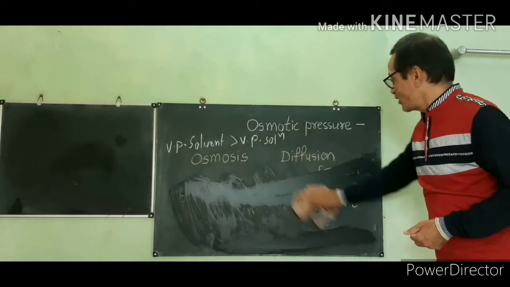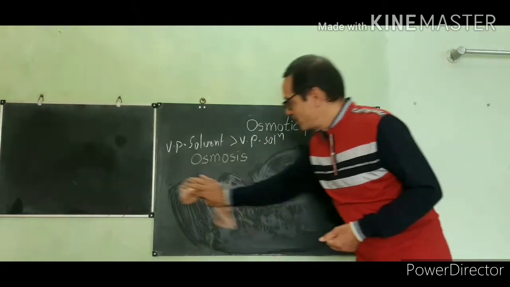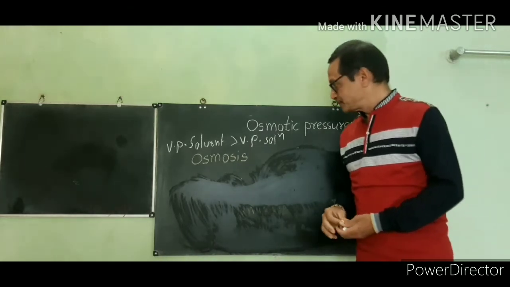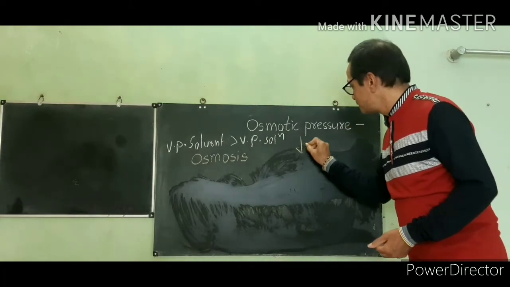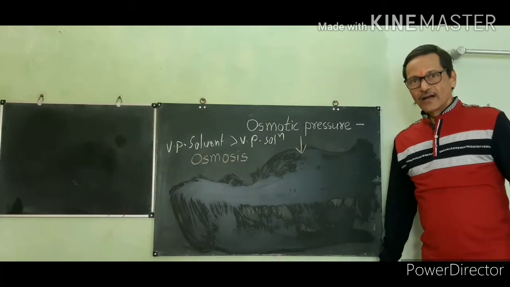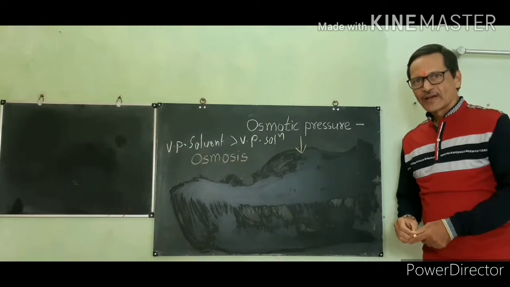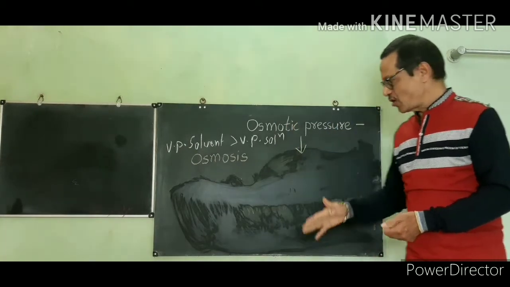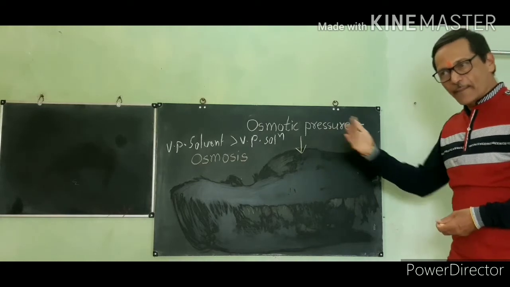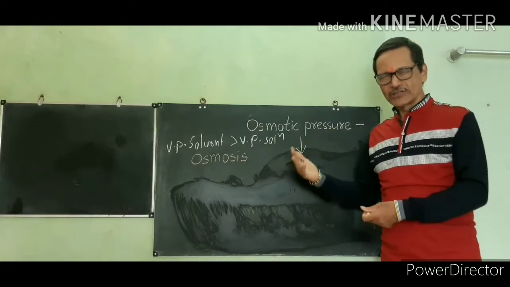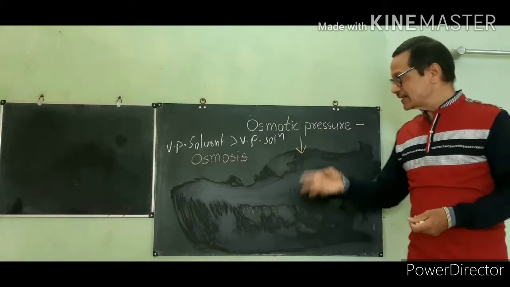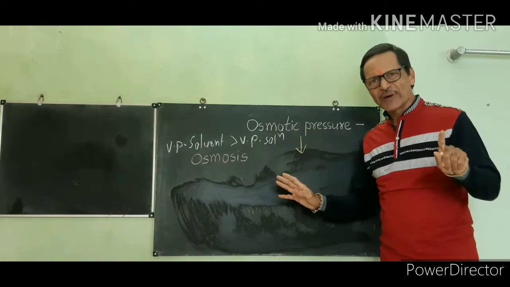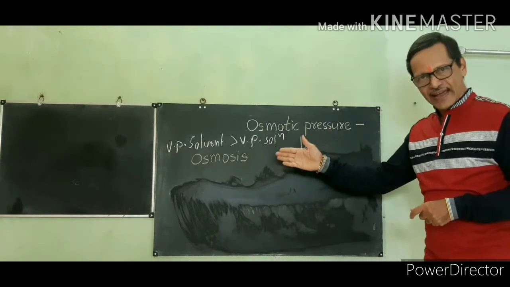Let us see what is osmotic pressure. The main thing, which is known as a colligative property, is osmotic pressure. What is osmotic pressure? There are two types of pressure: on the solvent side, high vapor pressure; on the solution side, comparatively low vapor pressure, because it is a solution. Now, how can we measure the osmotic pressure? It is a very simple experiment. Let us see this diagram.